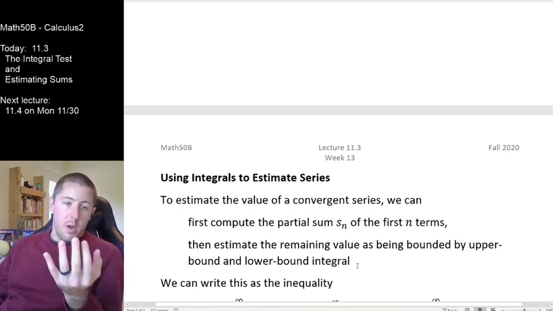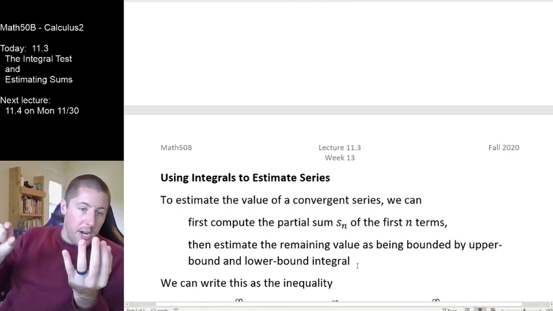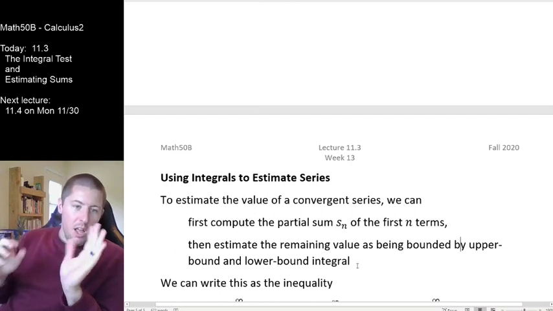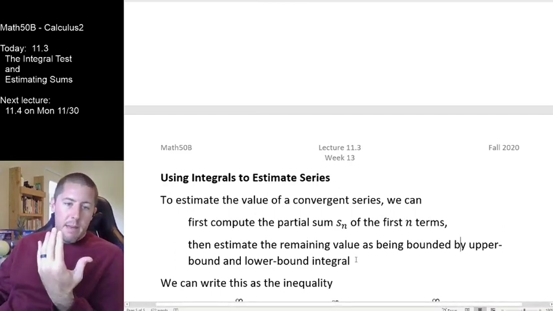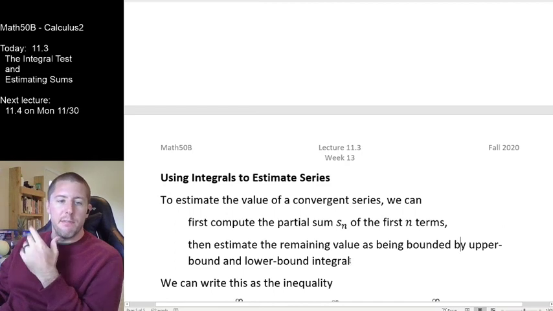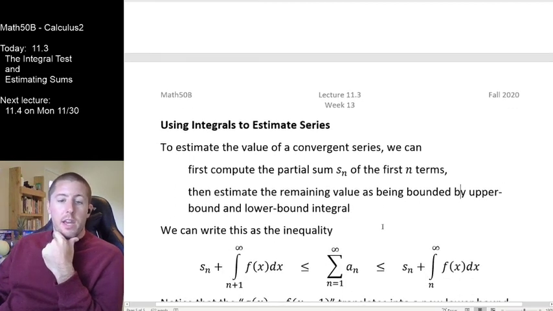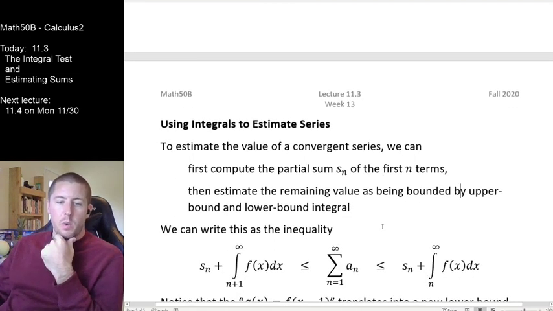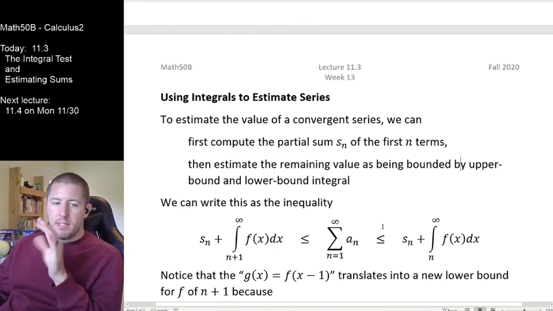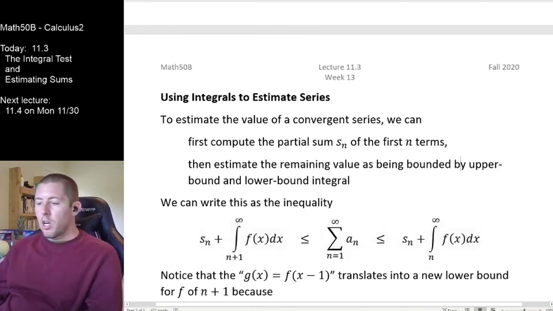Once we get tired of doing that, we'll estimate the remaining area in the tail, the infinite tail, with integrals, because that's more of a one-step deal to capture the remaining infinite tail that's out there. So we can write this as one big inequality. This inequality kind of looks gross right here, but this is really not that bad at all. Our goal is to estimate the true value of the series. That's what's sitting right here in the middle.